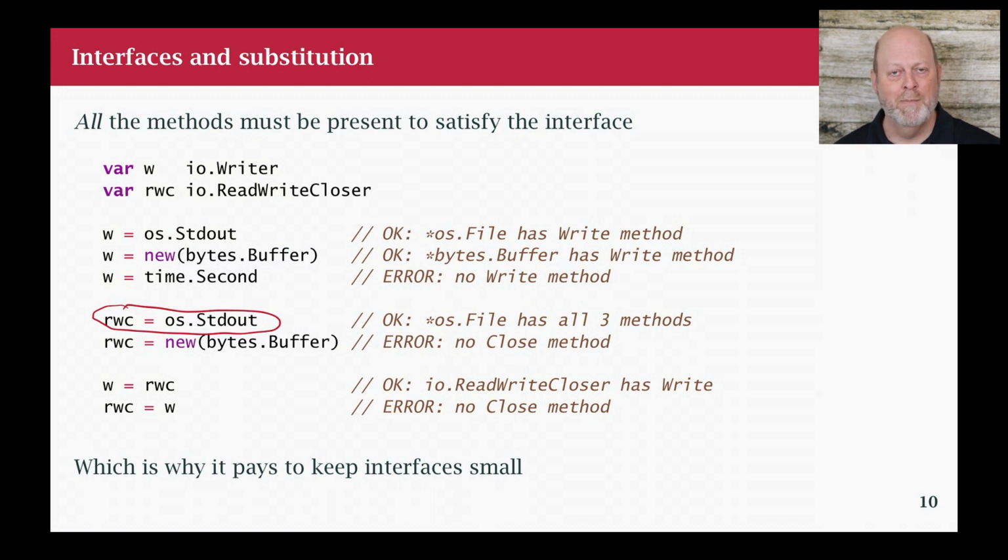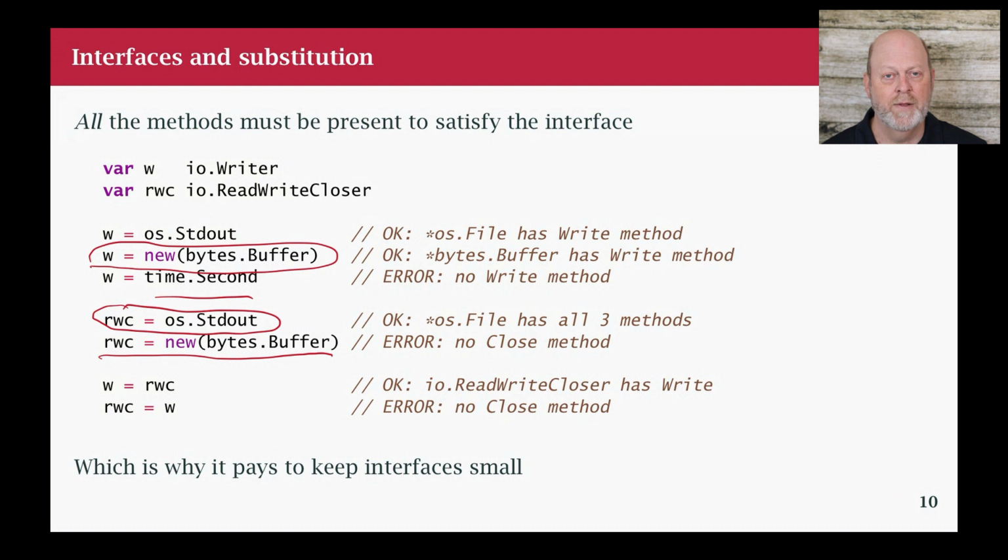How about a byte buffer? The answer is, I can do that with a byte buffer. I can assign a byte buffer to W because I can write to a byte buffer. It has read and write methods. But I cannot do that down here. I cannot assign that same buffer to RWC because it only has two of the methods, read and write. It does not have a close method. And so it's not compatible. And just for grins, I've got one other example. I have time.Second. Well, time.Second doesn't have any of these methods, so you can't assign it to W or RWC.